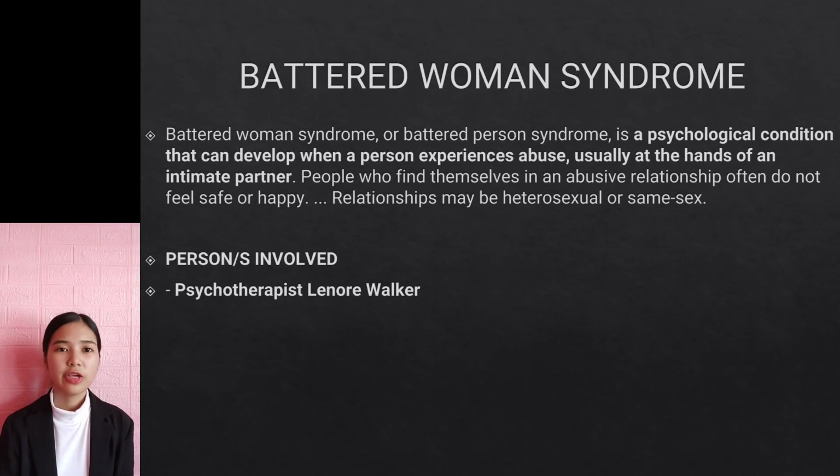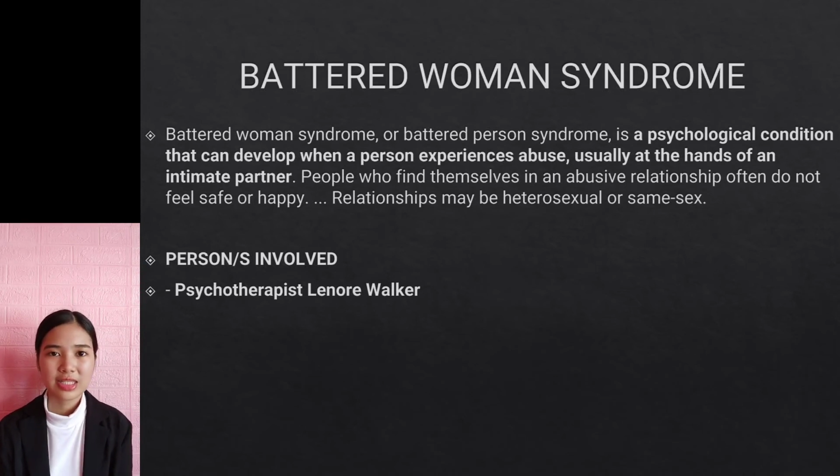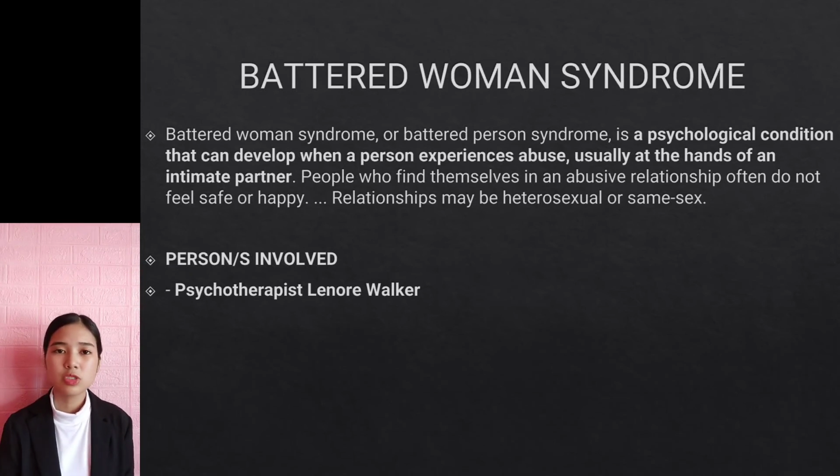Walker cycle theory of violence. The Walker cycle theory of violence, from 1979 to 2000, is a tension reduction theory that states that there are three distinct phases associated with a recurring battering cycle: tension building, the acute battering incident, and the loving contrition. So the person involved here is psychotherapist Lenore Walker, who developed the concept of battered woman syndrome in the late 1970s. She wanted to describe the unique patterns of behavior and emotions that can develop when a person experiences abuse and as they try to find ways to survive the situation.